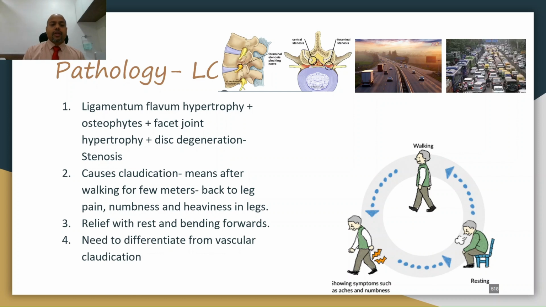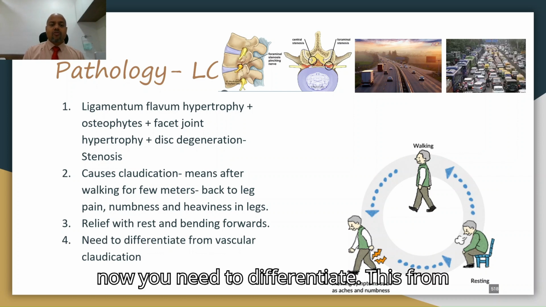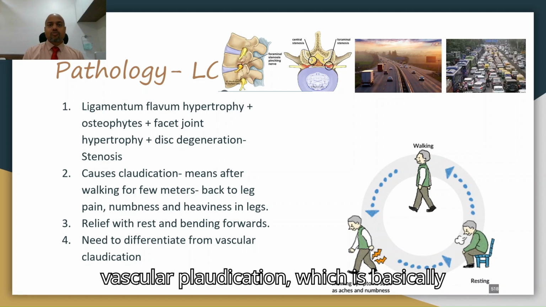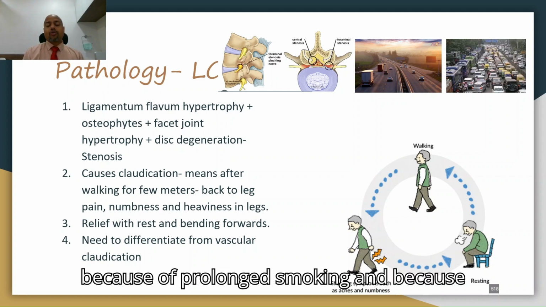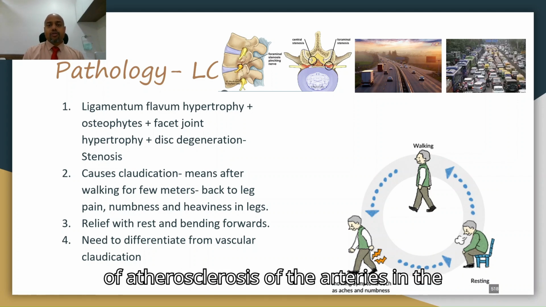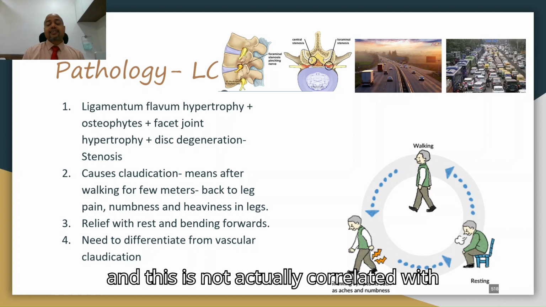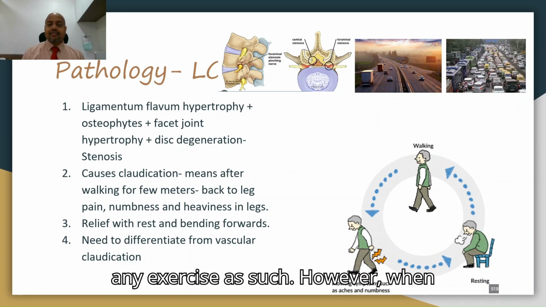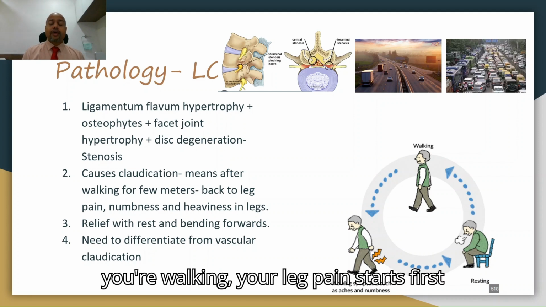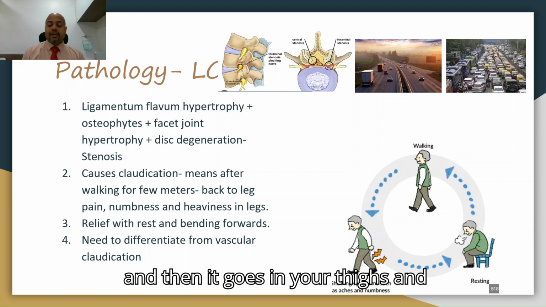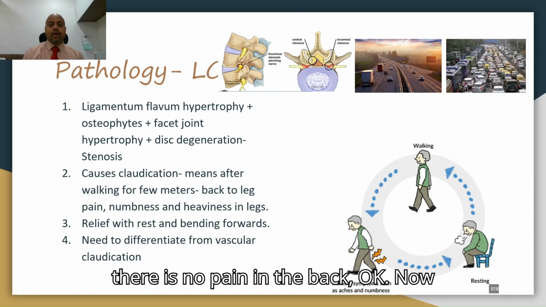Okay. Now you need to differentiate this from vascular claudication, which is basically because of prolonged smoking and atherosclerosis of the arteries in the legs, which causes more pain in the legs. And this is not actually correlated with any exercise as such. However, when you're walking, your leg pain starts first and then it goes in your thighs, and there is no pain in the back. Okay.